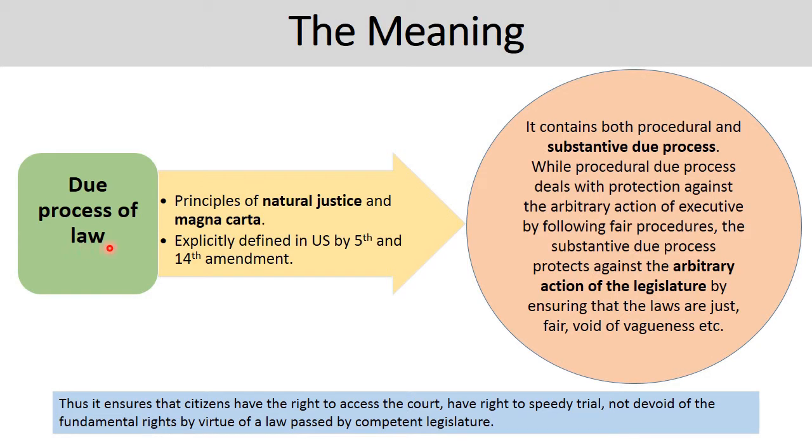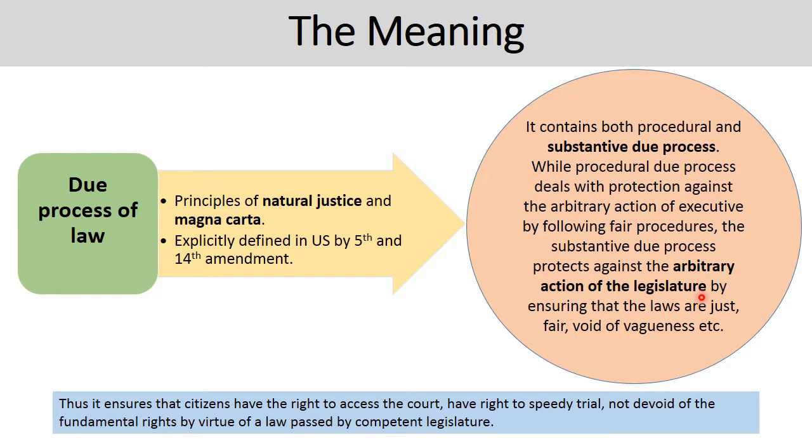Now, due process of law has two parts. One is procedural and the other is substantive. So we have already discussed procedural due process, which is equivalent to procedure established by law. That is, it protects against the arbitrary action of the executive. Now, substantive due process protects against the arbitrary action of the legislature as well.